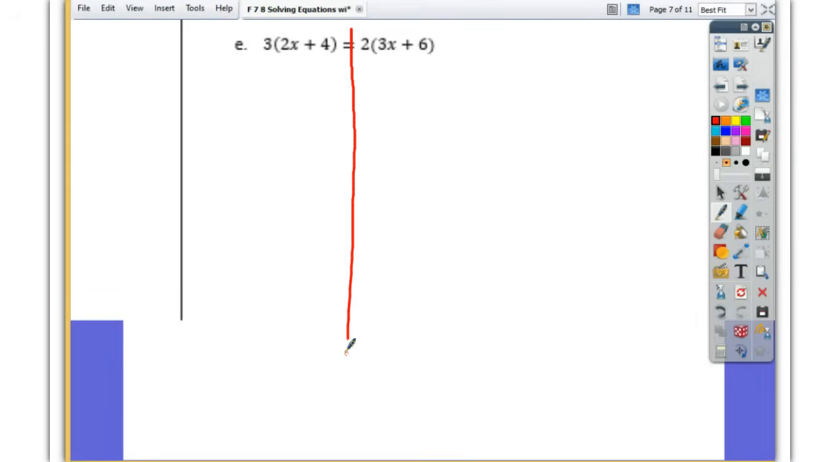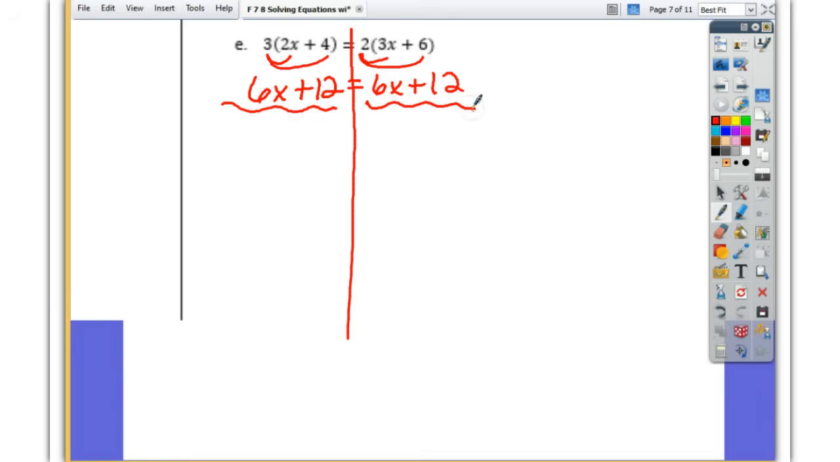Now, this is kind of a special situation, because when we do our distributive property, we get 6x plus 12 equals, on this side, 6x plus 12. Are they not identical? Can we not look at that and go, hey, this right now is identical to this side? Would they still be identical if this had a negative sign? No, then they would not be. But in this case, they are identical. So maybe you didn't notice that right away.